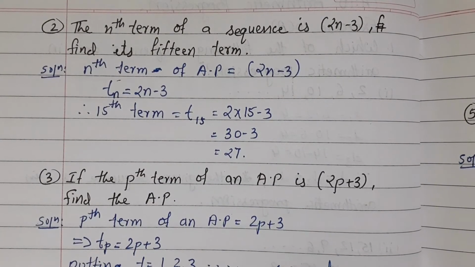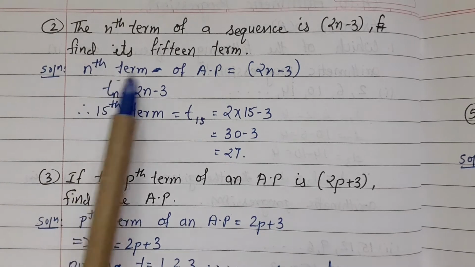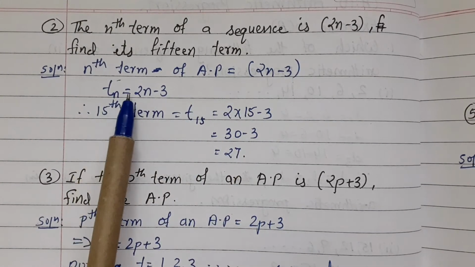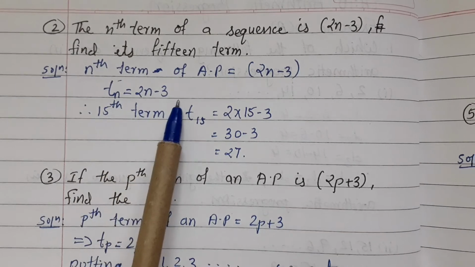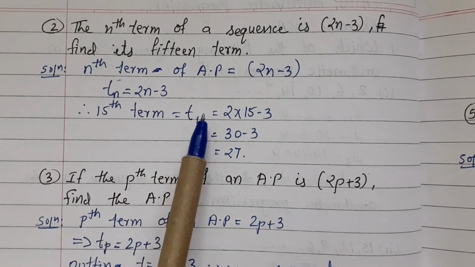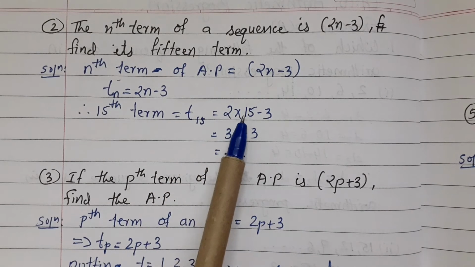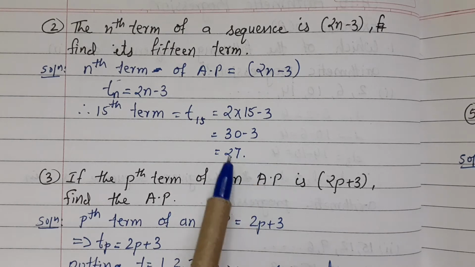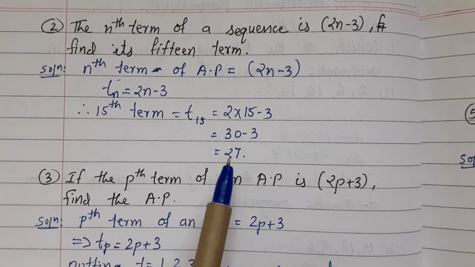Second sum. The nth term of a sequence is 2n minus 3. Find its 15th term. The nth term of the AP, Tn equal to 2n minus 3. The 15th term, T15 equal to 2 into 15 minus 3, 30 minus 3, 27. T15 equal to 27.